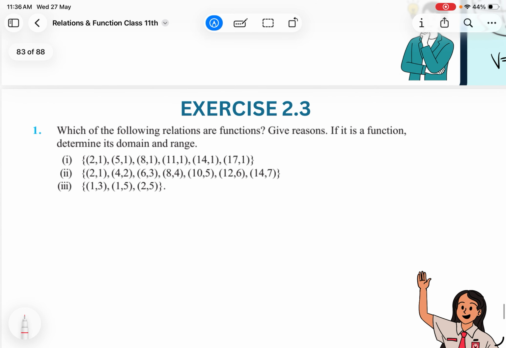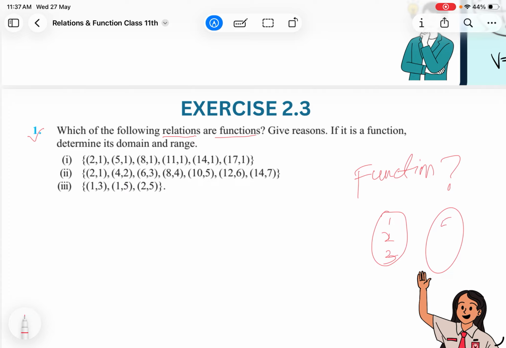Now let's move to exercise 2.3, question number 1. Which of the following relations are functions? We have to find functions. What is a function? A function is a special type of relation where all the inputs have one image, right?